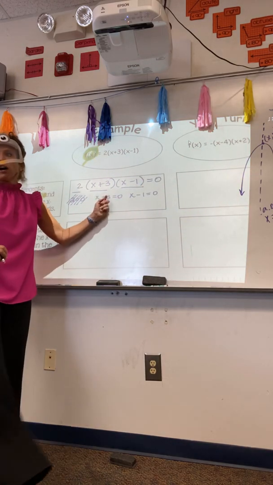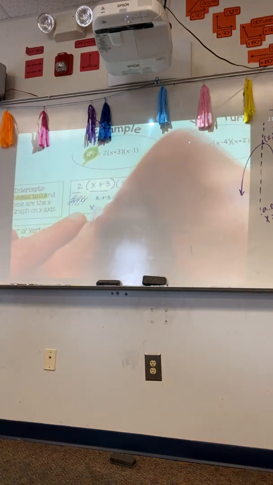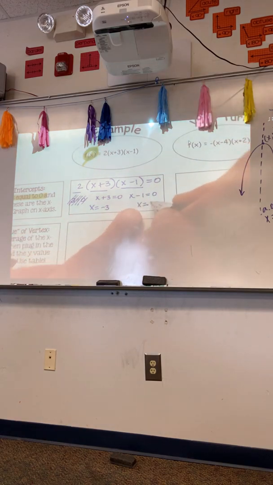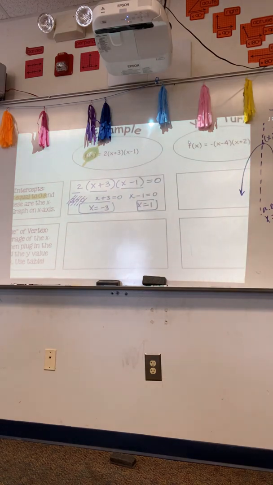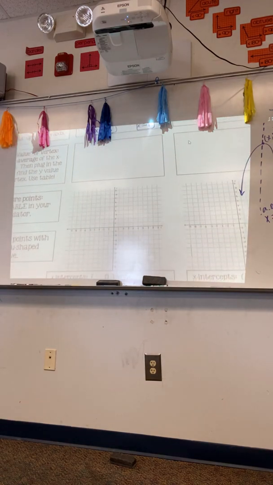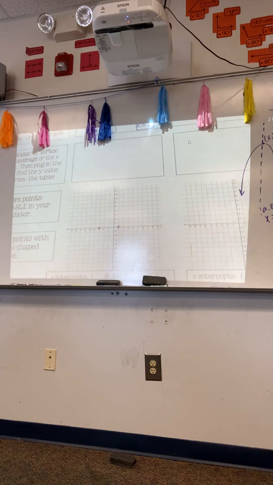All right, now solve this out for x to find your first x-intercept. x equals what? Negative 3, and x equals 1. These are your two x-intercepts. Let's graph it. Ready? Negative 3 on the x-axis and 1 on your x-axis.